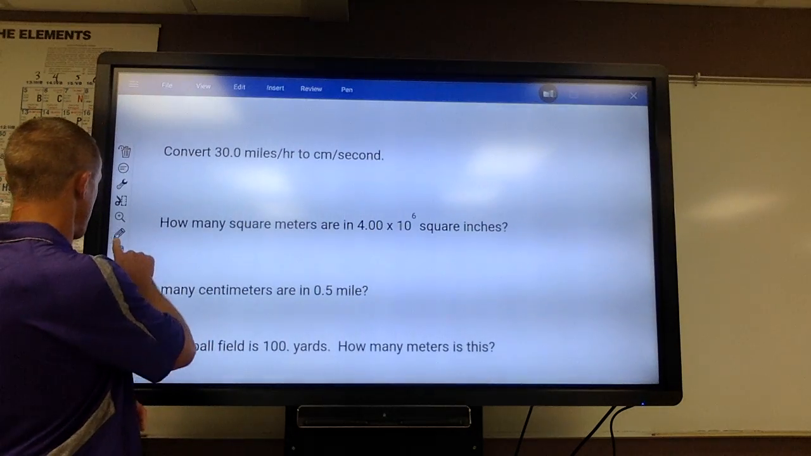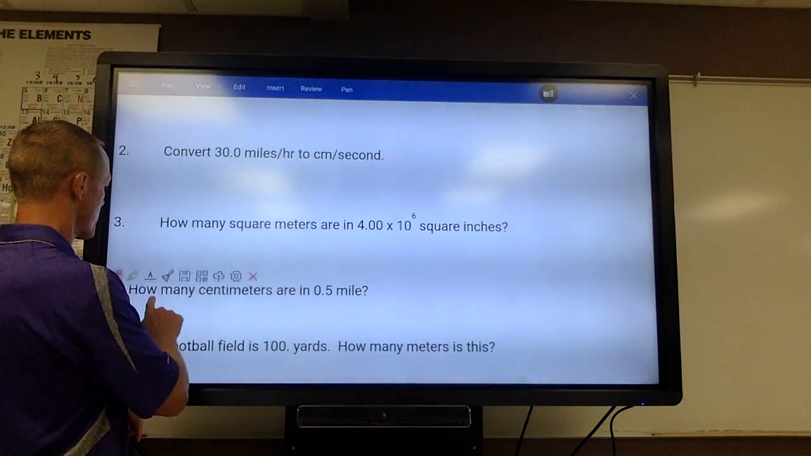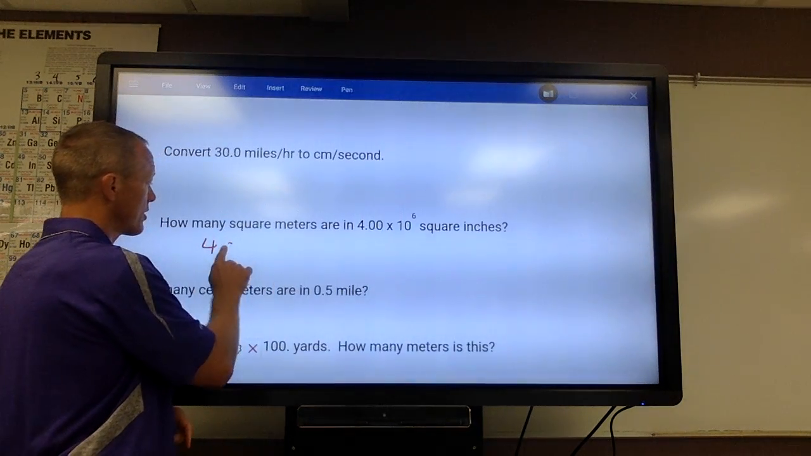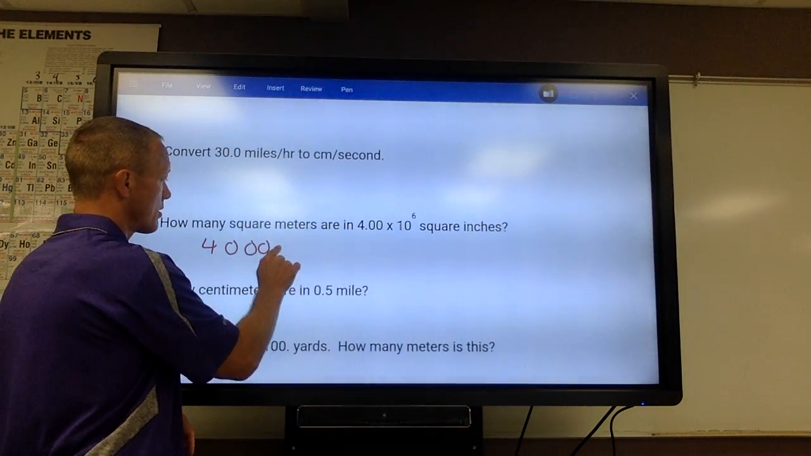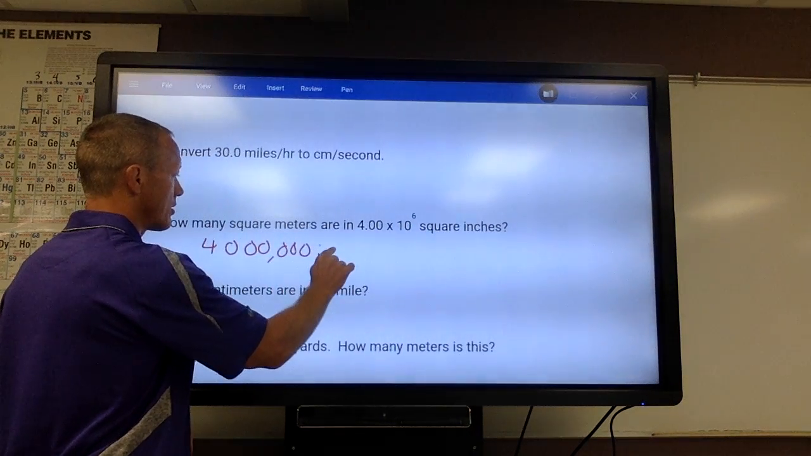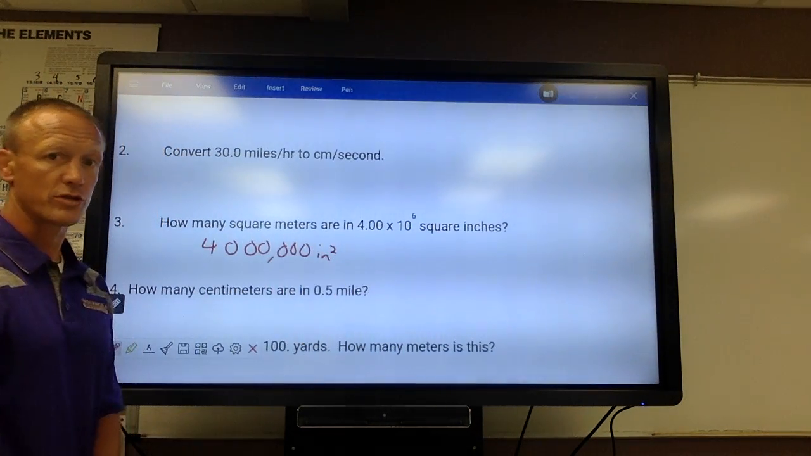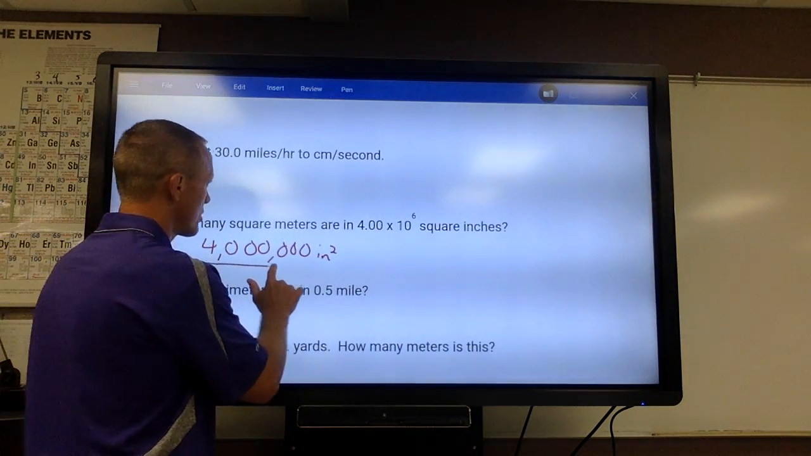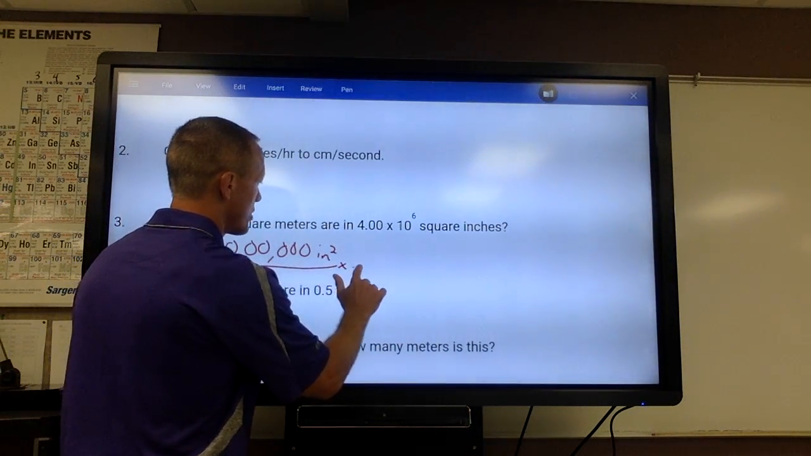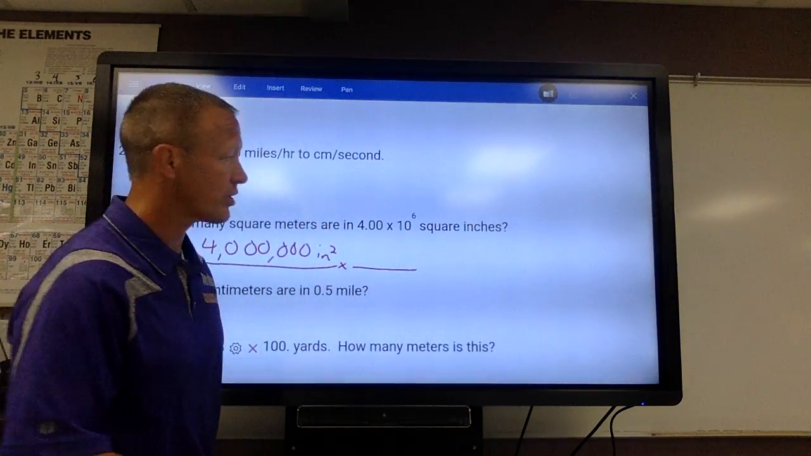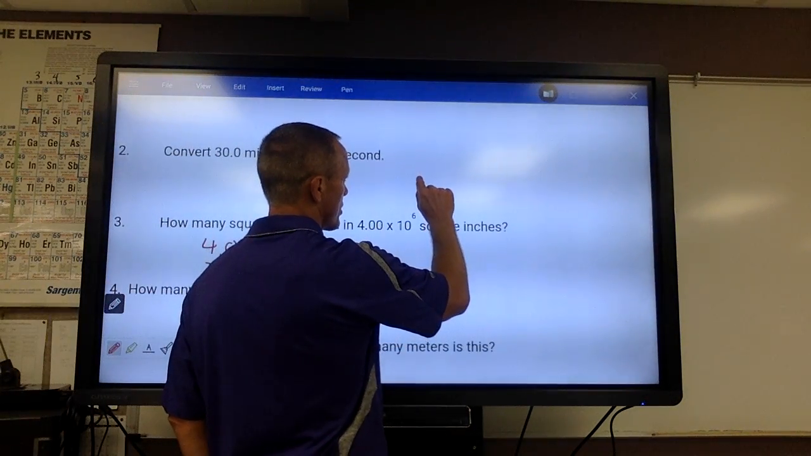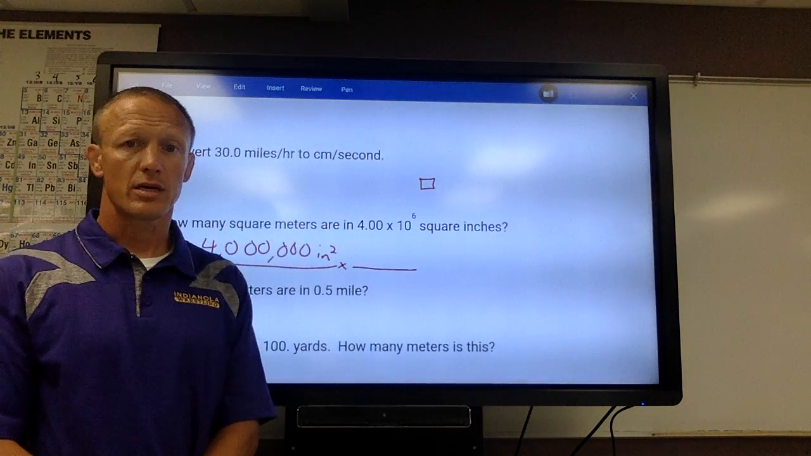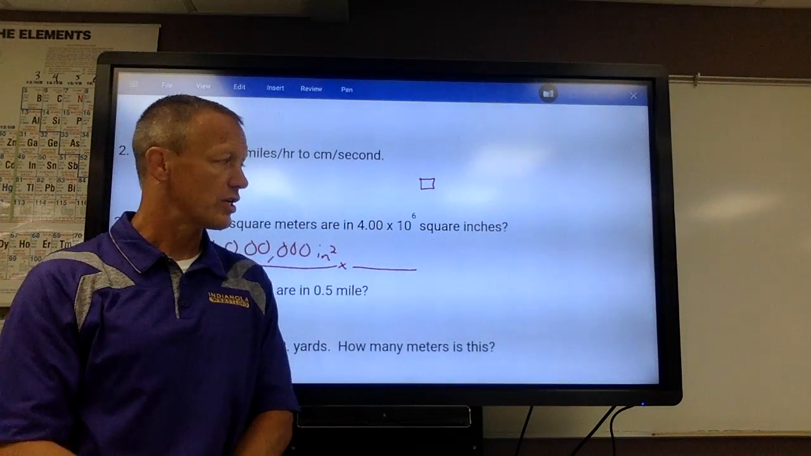So that would be written as 4 times 10 to the 6th, which is the same thing as moving the decimal over 6 places. That would be that many square inches, so that's a lot of square inches. And here's what a square inch is. A square inch is an inch by an inch.